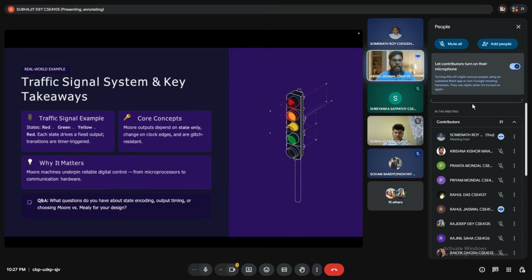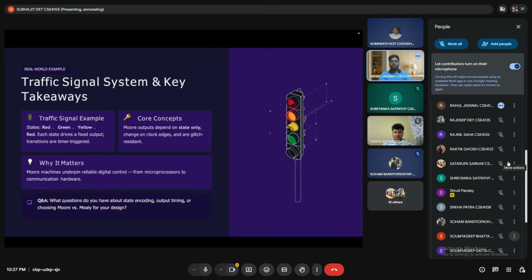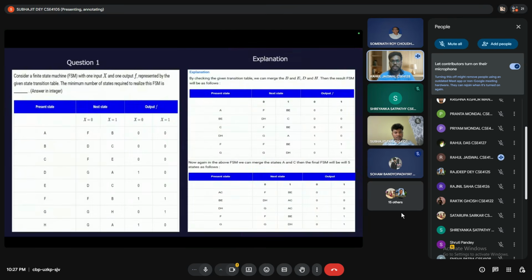The traffic signal system and the takeaways we get from it. I have already explained the working of the traffic signal, so I will not get into details. The states are red, green, yellow, that is stop, go, and wait. And in between, the transitions occur. So this is all for this slide. Next slide, please. So we have questions from Moore machines.